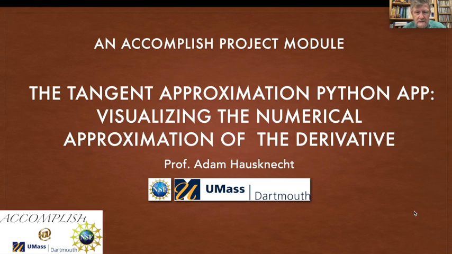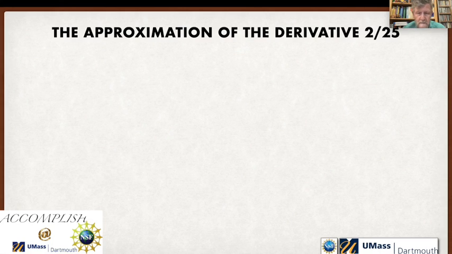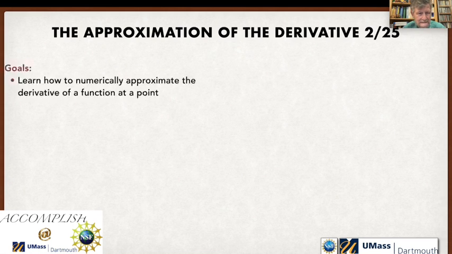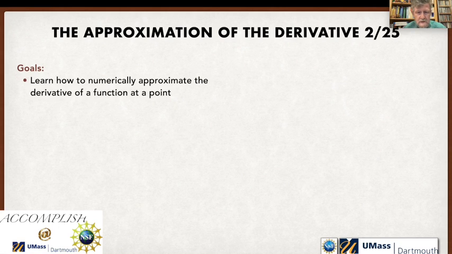This set of slides helps to provide the mathematical and programming background necessary to complete the Tangent Approximation Python app. This app can be used as an aid for visualizing the numerical approximation of the derivative. The goals of this module are: first, to learn how to numerically approximate the derivative of a function at a point.